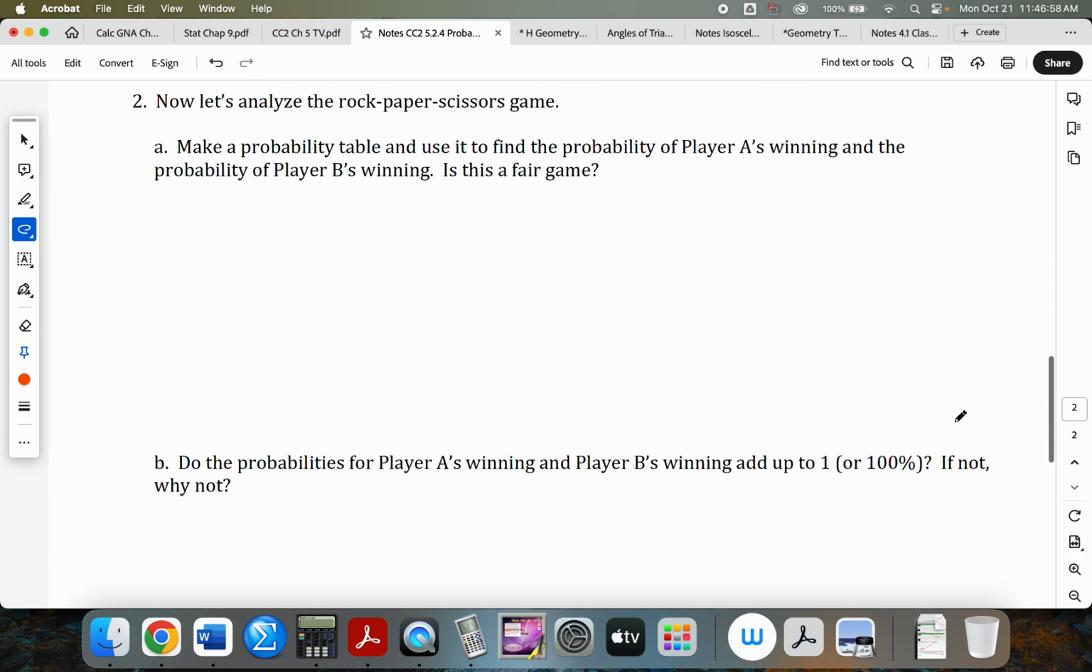All right, so let's do the same thing for the rock, paper, scissors game. Let's make a probability table and use it to find the probability of player A winning and the probability of player B winning, and is it a fair game? So what we'll do is for each person they can choose rock, paper, or scissors.